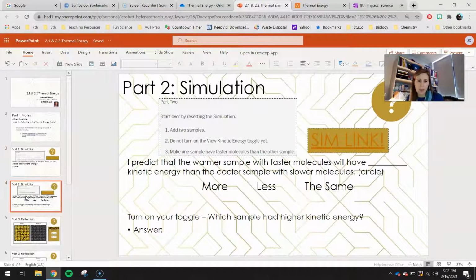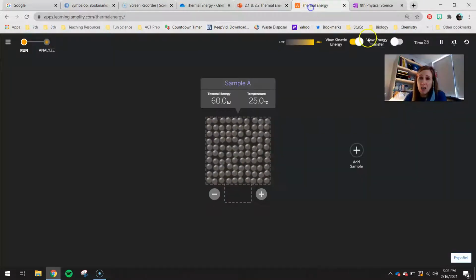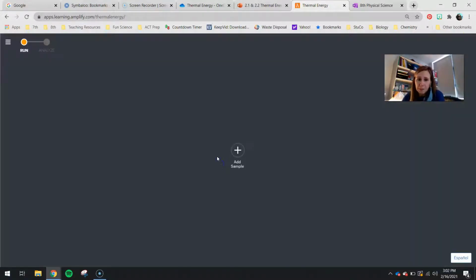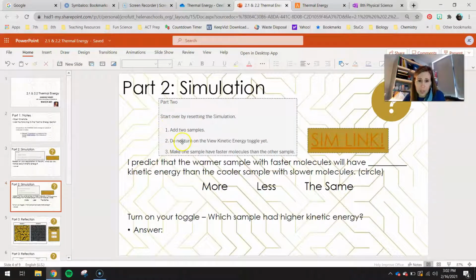Moving on, you guys are going to start over by resetting the simulation. You're going to add 2 samples. You're going to keep your toggle off for this one. So you're going to make a prediction first and then you will toggle it. So we're going to reset everything, add 2 samples, and not turn on the view kinetic energy toggle yet.